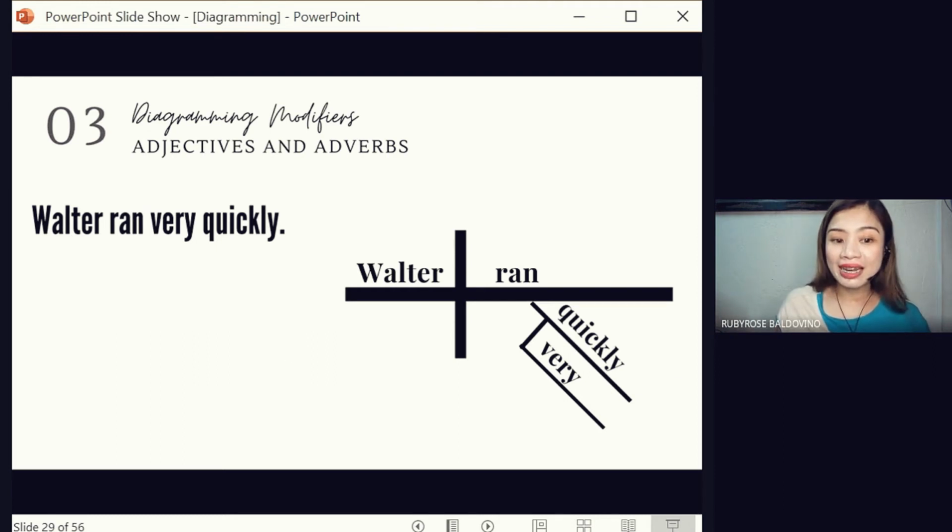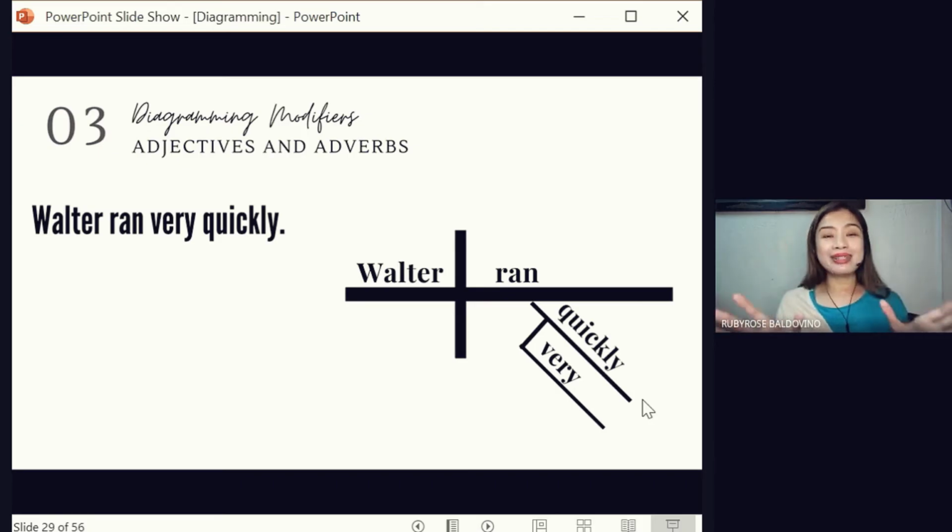So since it is an adverb, we have to place it on a slanted line. But Walter did not just run quickly. He ran very quickly. There's a certain degree. So this is another adverb. So very is another adverb that describes the adverb quickly, the adverb of manner.